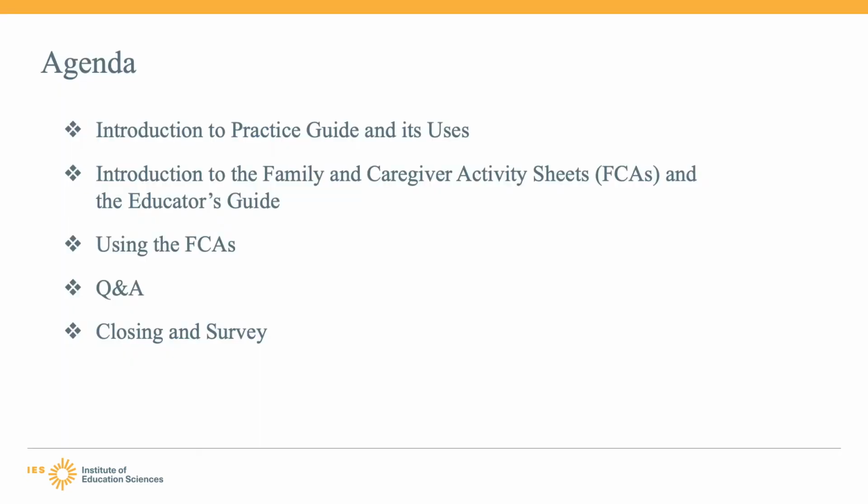We're going to begin the webinar by giving a short overview of the What Works Clearinghouse Practice Guide, Teaching Academic Content and Literacy to English Learners in Elementary and Middle School, published in 2014 by IES. And then we'll move on to the Family and Caregiver Activity Sheets, or FCAs for short, that we developed based on the practice guide recommendations. We'll also review the educator guide we developed to assist educators in working with families on the FCAs.